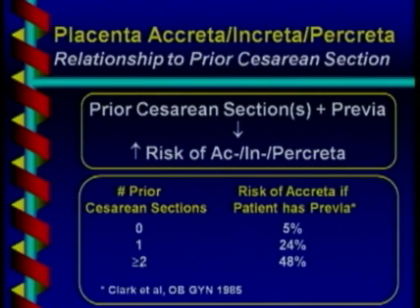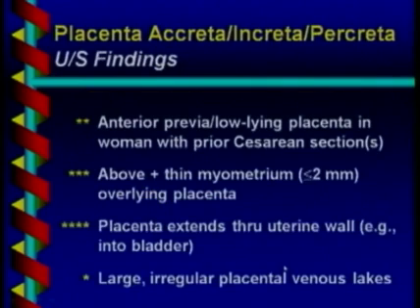If she's had two or more prior C-sections and the placenta implants over that area, over the lower uterine segment scar, she has almost 50% chance of having an accreta. So anytime you see a woman with an anterior placenta previa or a low-lying placenta in a woman with prior cesarean sections, you should always raise the question or the possibility of a placenta accreta.